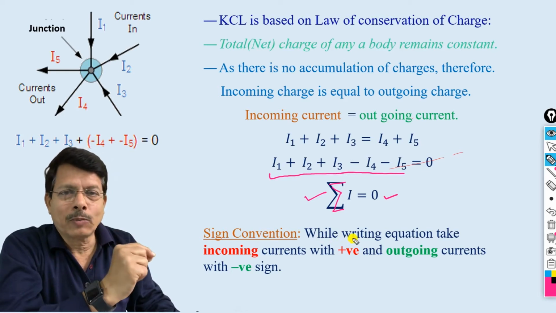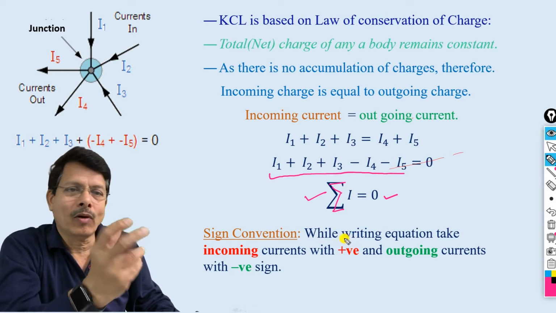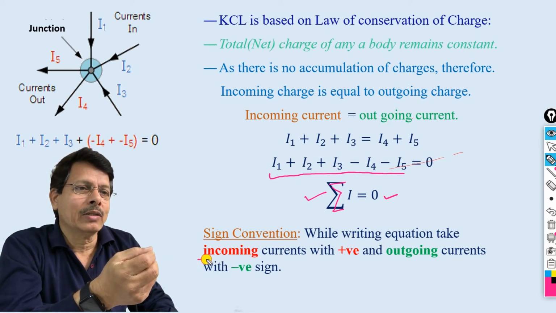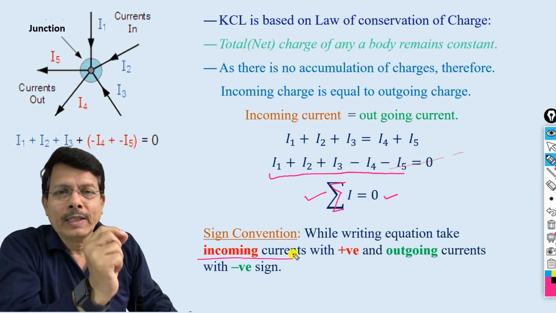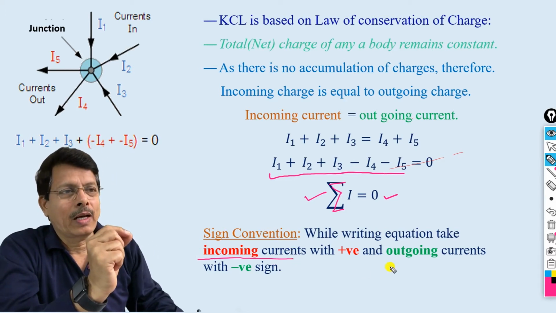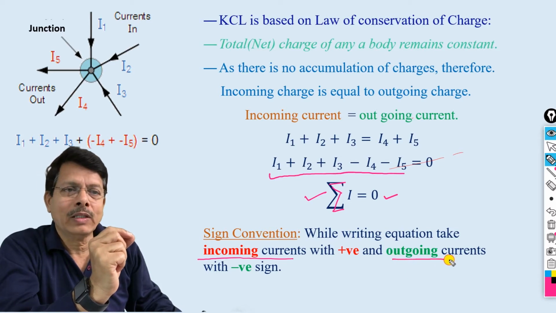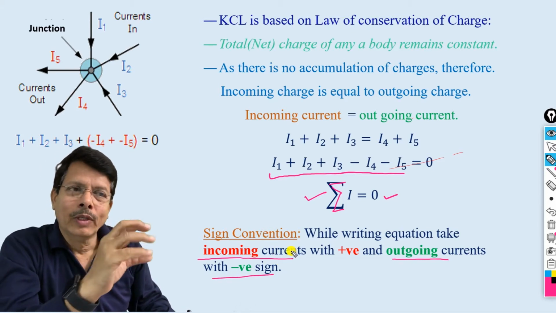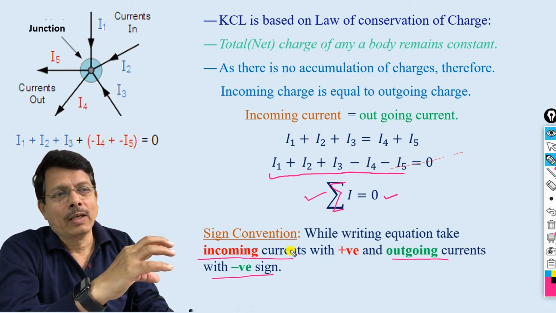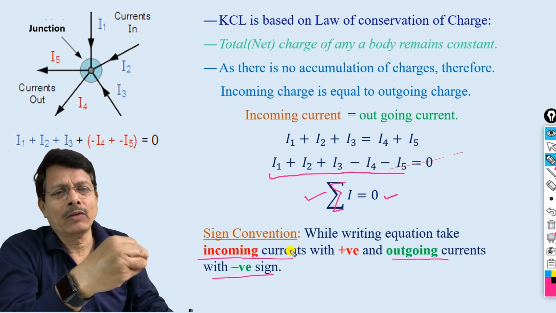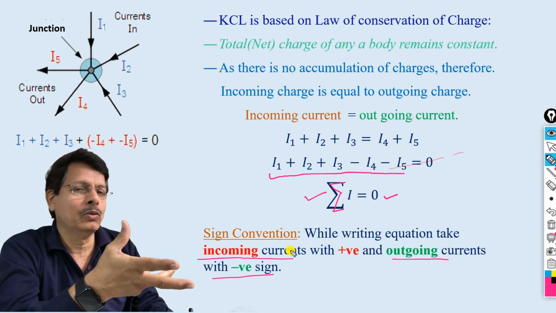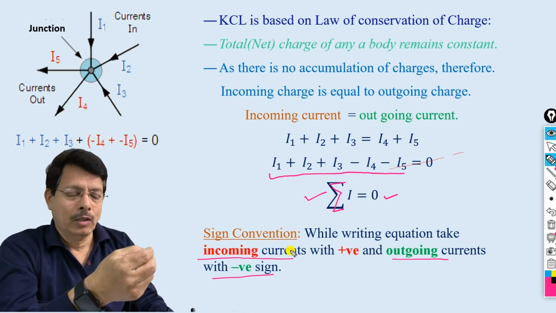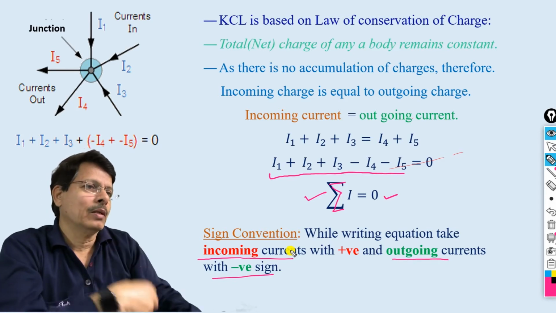So while writing an expression using Kirchhoff's current law for a given junction of a circuit, the incoming currents should be taken with positive sign, and outgoing currents, that is currents leaving the junction, should be taken with negative sign. If you consider this sign convention, you can write the expression for the junction, and once you get the algebraic expression, it can be used for analysis, in the sense that you can find out the value of any component which is not known.